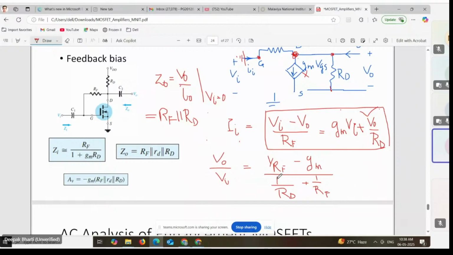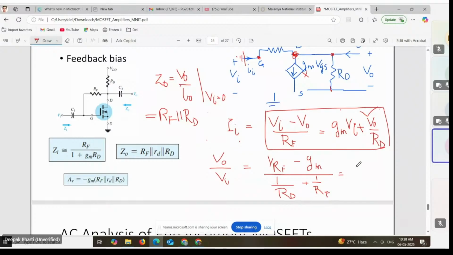If you notice this denominator, this is the parallel combination of RD and RF. So I can also write this as this term into RD parallel RF. In this way, we have determined all the three parameters for the feedback bias amplifier.